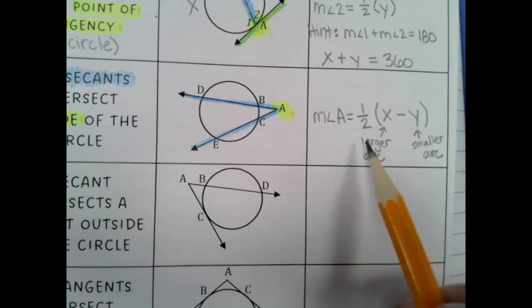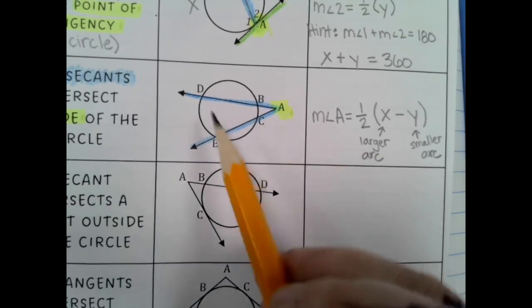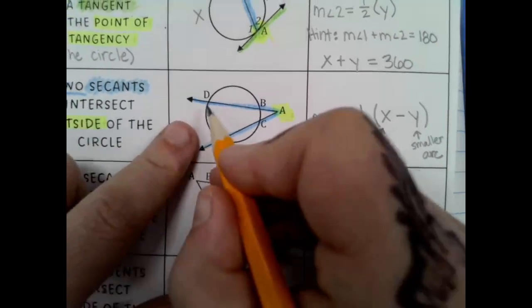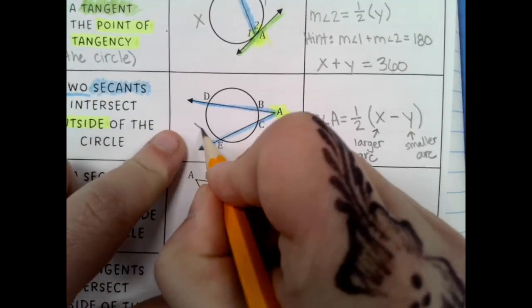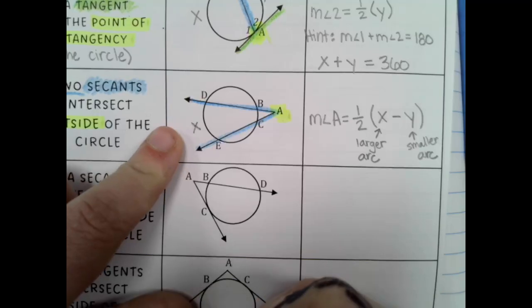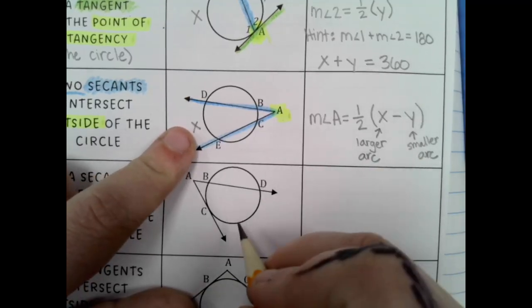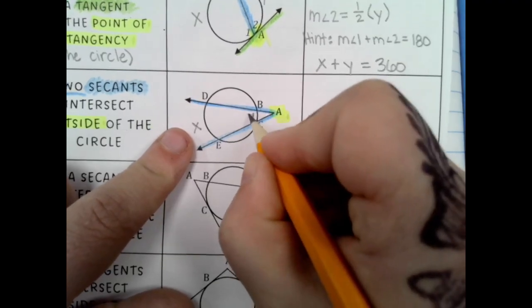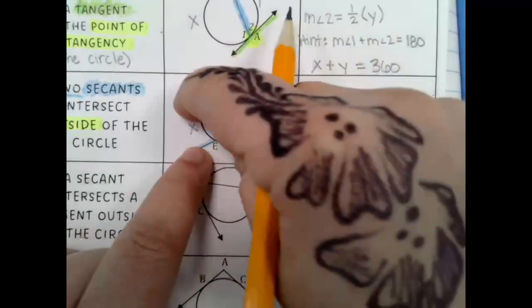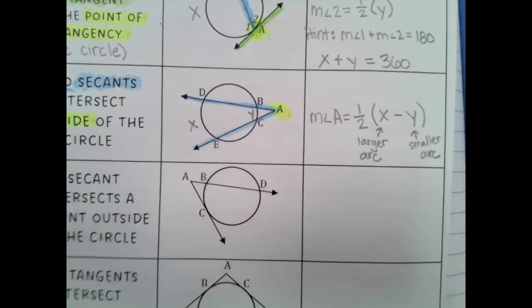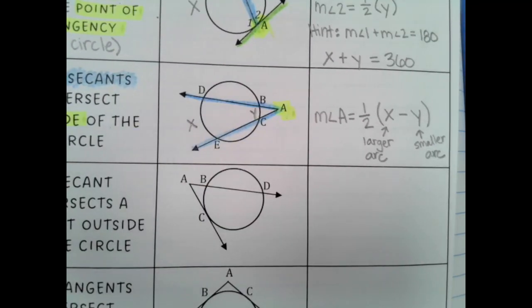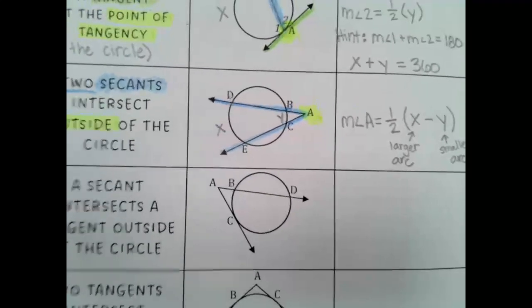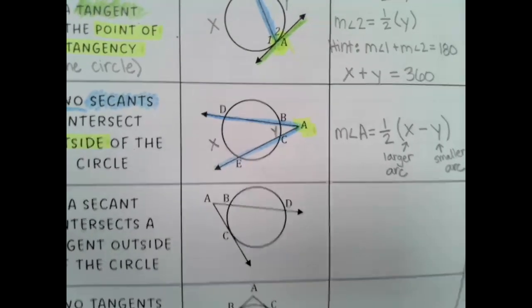So in this case, which one would be the larger arc for A? Would it be DE or BC? Yeah, DE is, since it's further away, it's larger, so that's our x. And then our smaller arc would be BC. We're still looking at inside those 2 lines, in between those, how they intersect out. Okay, and that's really very similar to how the rest of this works. We just have different kinds of lines now. So those were 2 secants.